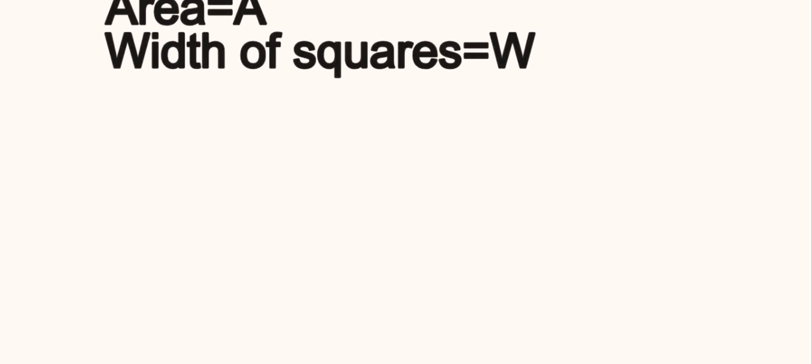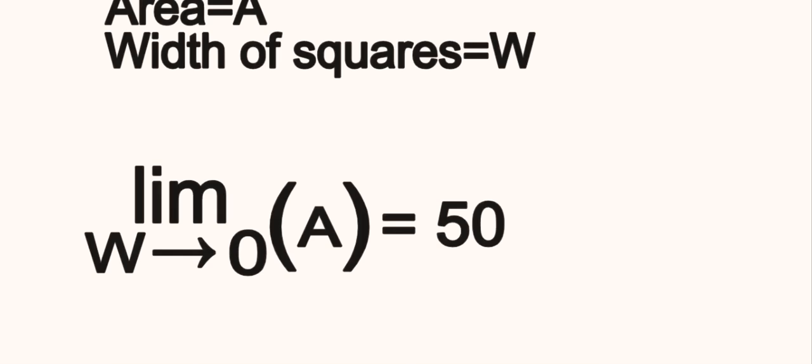So I guess we can turn this into a limit equation, though it doesn't directly correlate since it isn't a function. But we'll put the area as A, the width of the square as W. We're just going to say in general, the limit as the width of the squares W goes to 0 of the approximated area essentially goes to 50. I can't really illustrate it that well because it isn't really a function like f of x.